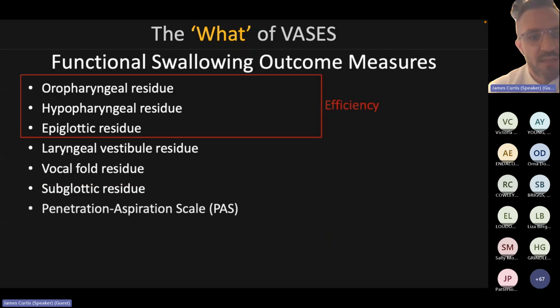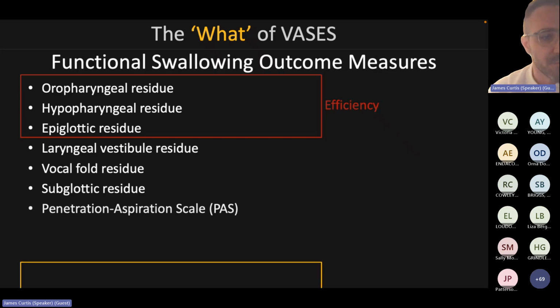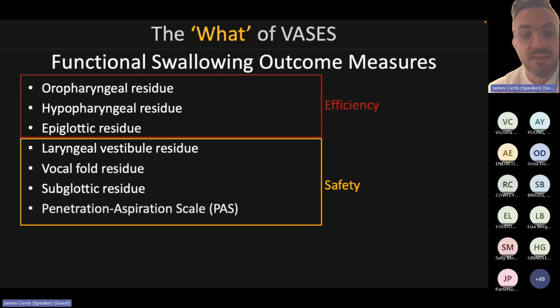So the idea is that these first 3 bullet points, certainly oropharyngeal and hypopharyngeal residue, would be measures of swallowing efficiency. Epiglottic residue, we're not quite sure where that fits in, to be honest, but probably more of a pharyngeal measure. And then we have our measures of swallowing safety, which include the amount of residue that we're seeing in the laryngeal vestibule, on the vocal folds, and in the subglottis, as well as using the penetration aspiration scale. So that's also included in the VASES.